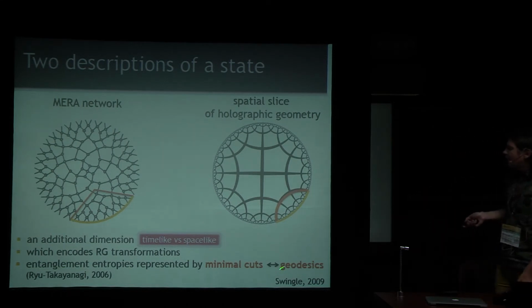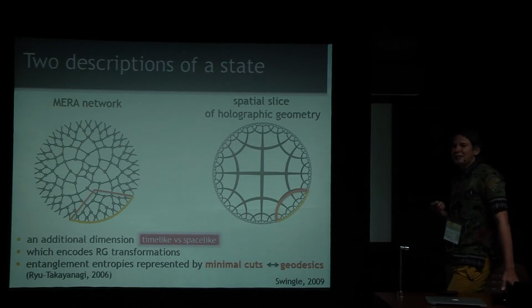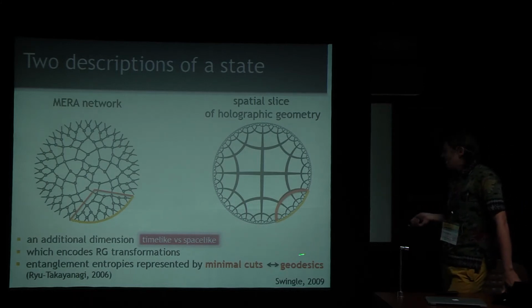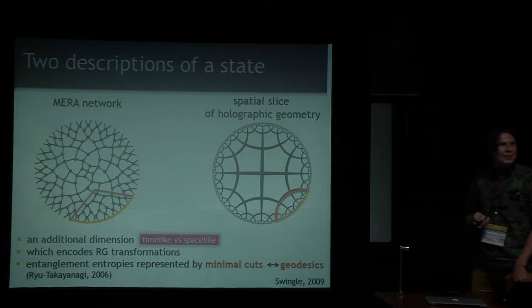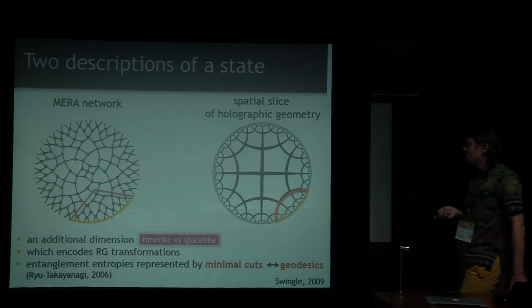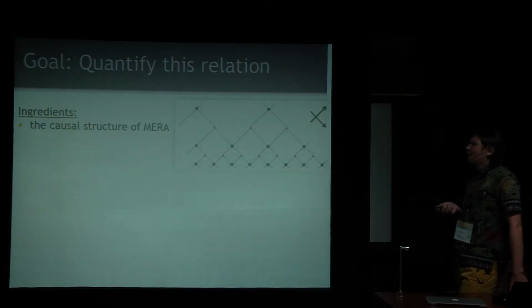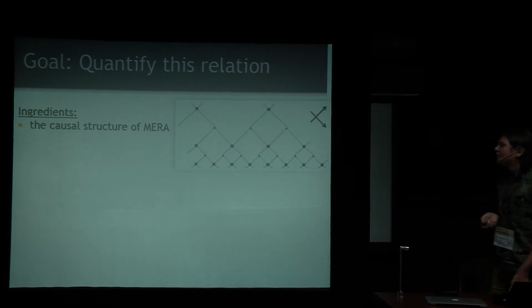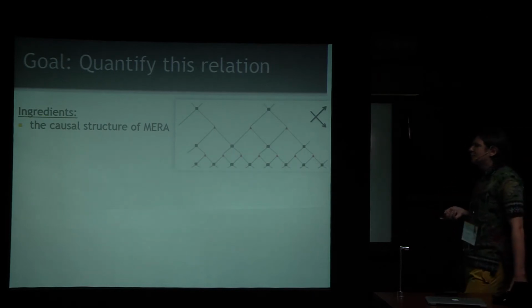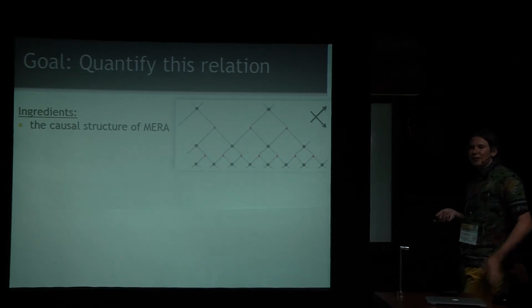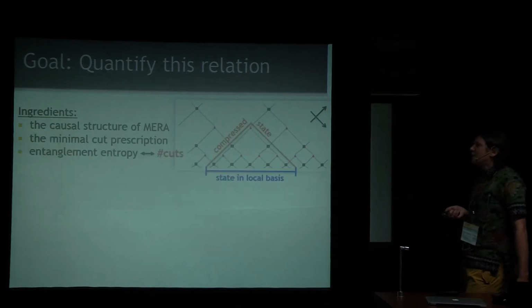And it's this parallel that Brian Swingle advocated that we should study in detail in 2009 in a very influential paper. So my goal in this talk is to make this parallel quantitative. And the ingredients I will be using are the causal structure of MERA, what I reviewed for you earlier, and the minimal cut prescription, so the fact that I can read off the entanglement entropy just by reading off the number of cuts made on the minimal cut.